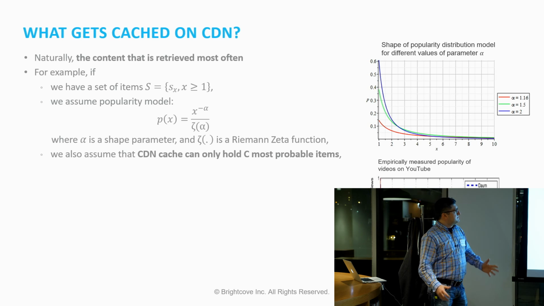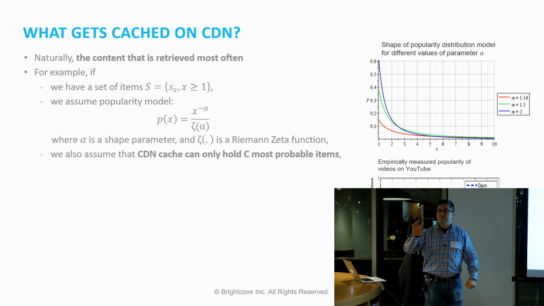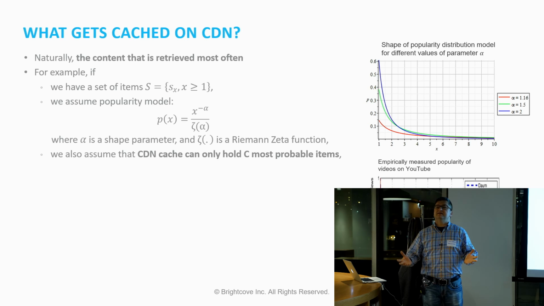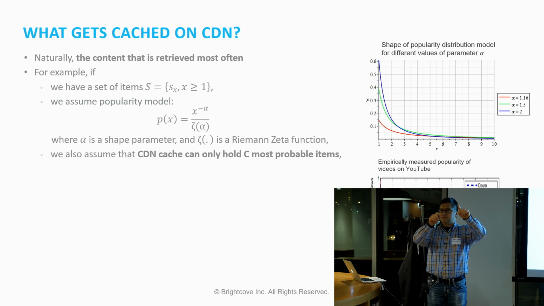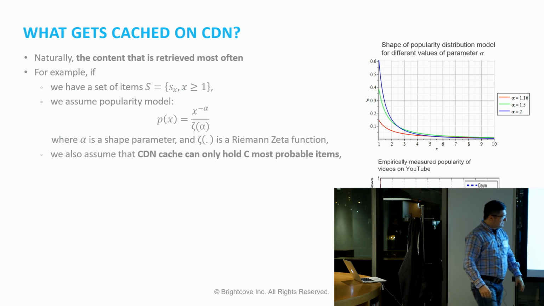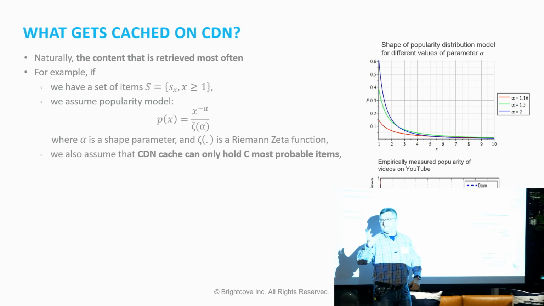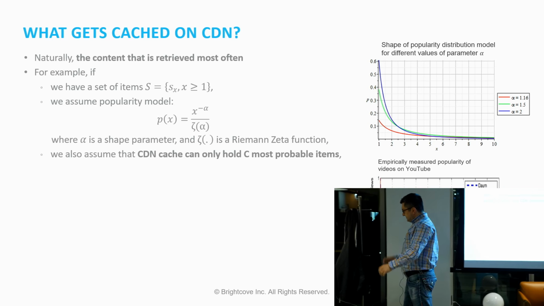We also need to assume what the capacity of the CDN cache is. Let's assume that the cache can hold C items. And if the cache is designed ideally, what will those C items be? They will be the C most frequently used items out of that set. So we basically take the C most popular items, they have the highest probability. That's what we assume the cache will store.